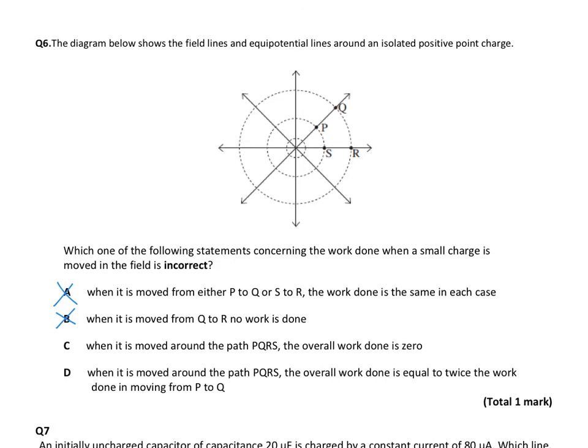When it is moved around the path P, Q, R, S, the overall work done is 0. Well, that's absolutely correct, because you would do work to move between, say, P and Q, but you'd get the same amount of work back when you move back down again, so that's absolutely correct, which must mean this one is correct. But let's just have a quick look. When it's moved around PQRS, the overall work done is equal to twice the work done moving P to Q. Absolutely not, because let's say the work done moving P to Q is positive, that would mean the work done from R to S is negative, so they'd end up cancelling each other out. So that's actually not correct.